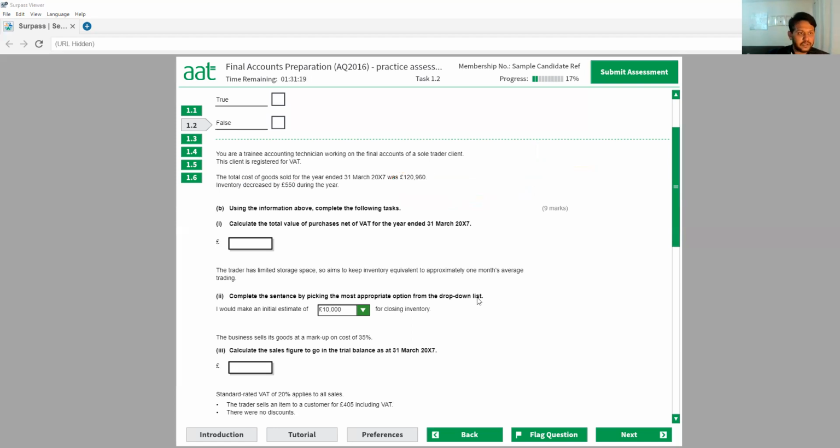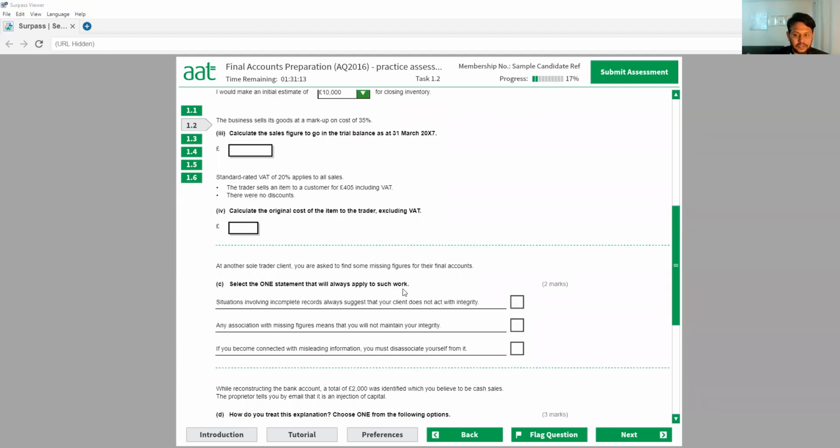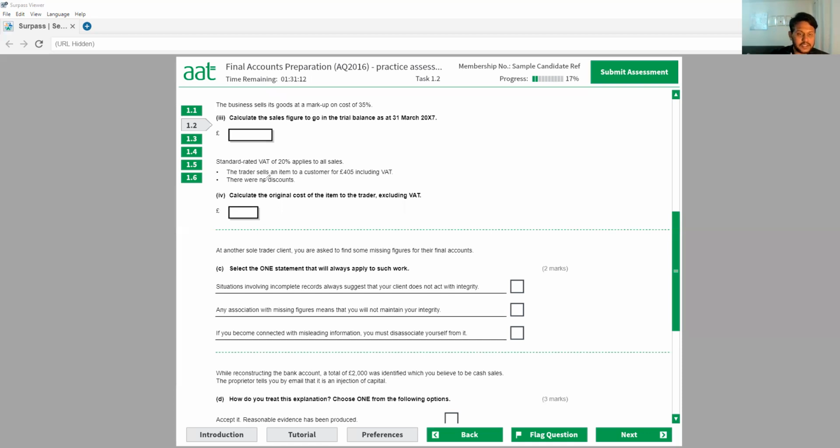All right, let's move on. The next one is asking: standard rated VAT is 20% applied to all sales. The trader sells an item to a customer for 405 including VAT. Remember that if the question says the VAT is included, we have to take out the VAT. A very easy way to find out how much the VAT is, is to just divide by 6. If the question says including VAT, you divide by 6, because the price is 100 plus 20%, which is 120%.